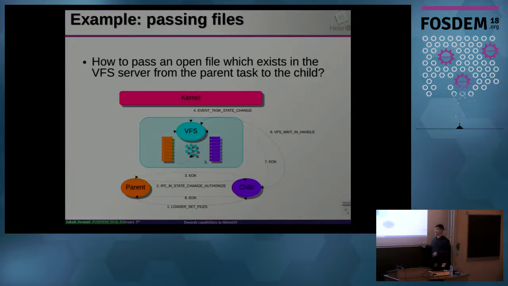The VFS server then proceeds to actually duplicate the entry in the parent's open file table and creates a new entry in the child's table. Then the process continues by the child querying the VFS server for the new handle, and the VFS server replies with the handle with an affirmative reply, and the child concludes the whole handshake by replying to the original first message with OK. So is there among you someone who absolutely loves this approach?